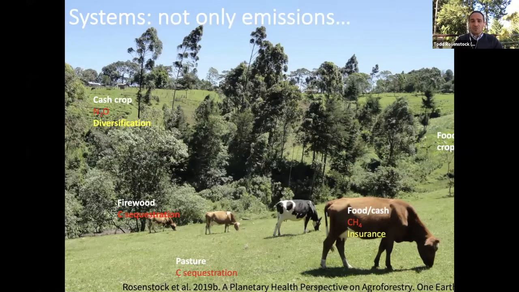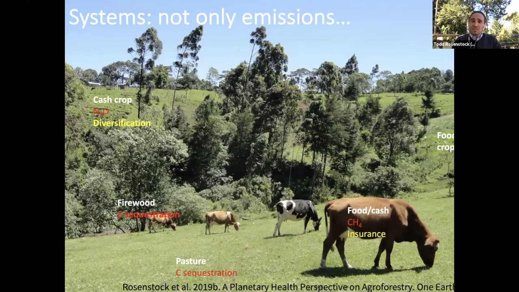But emissions are only part of the story. The farmers in this location don't care about emissions much at all. What they really care about is income diversification, and a cow for insurance for when shocks happen, for when someone gets sick or somebody dies, et cetera. And so when you think about systems, and even when you're thinking about emissions in systems, you have to start thinking about things beyond just the emissions themselves. And this is where it starts to get really interesting and where you start to see these overlaps and complementarities between mitigation and adaptation.